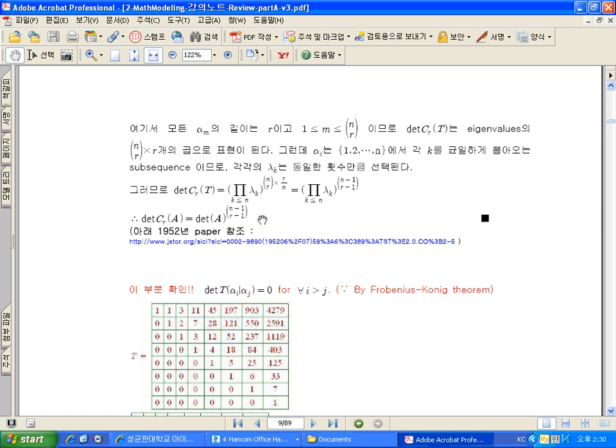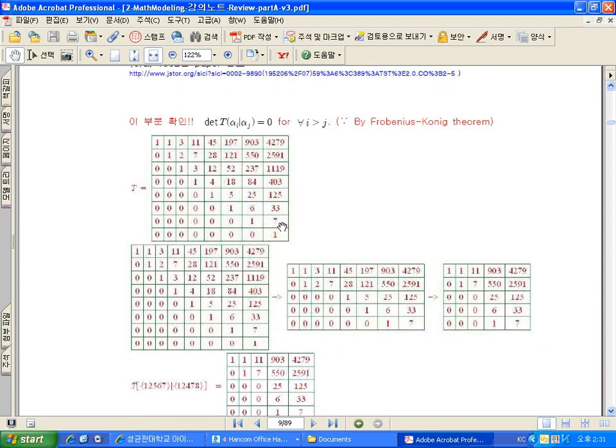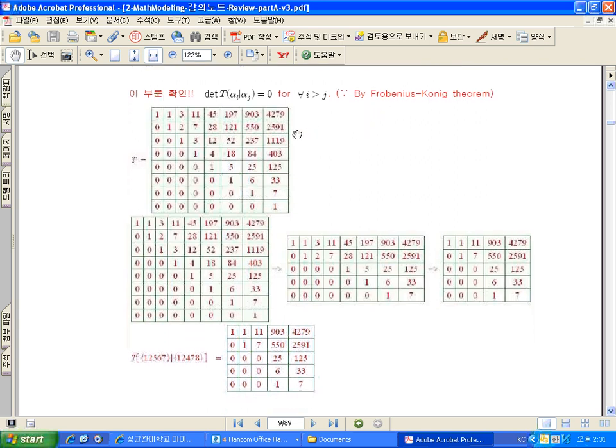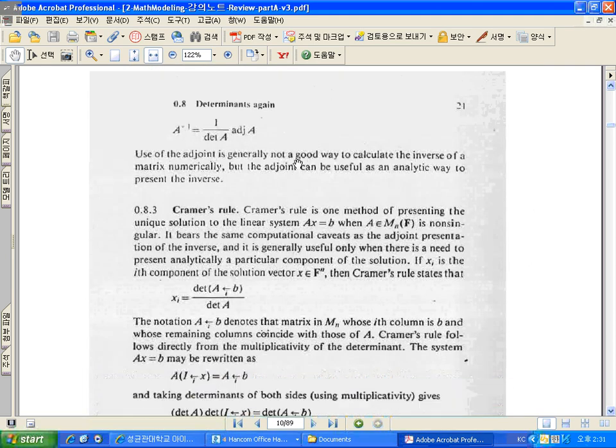Okay, this fact was proved in 1952 in a research paper that you can find at this web address. In fact, you can check it by yourself by using some computational tools. If you have a matrix, then we can really compute to check the theorems nowadays.